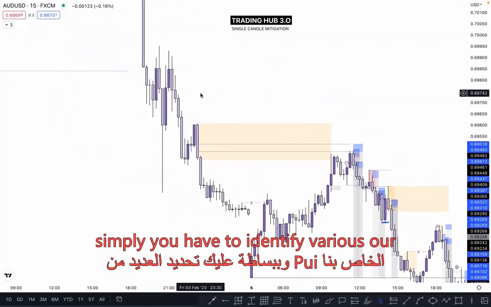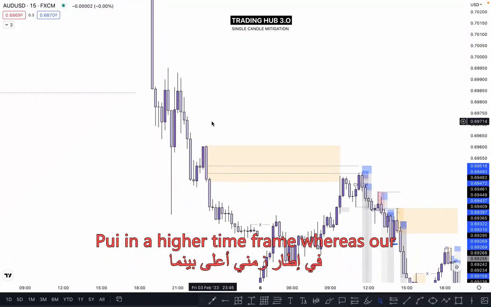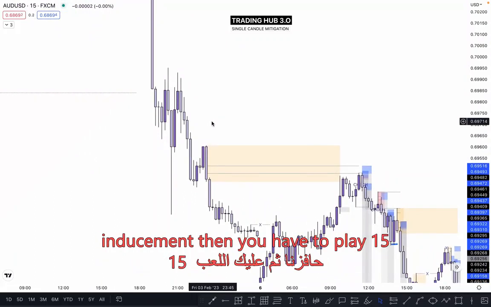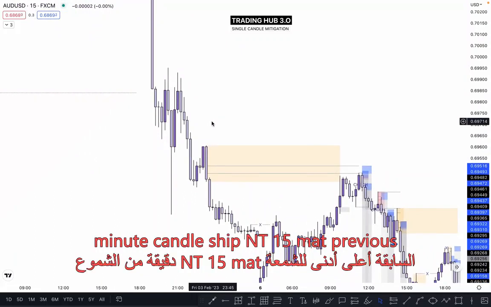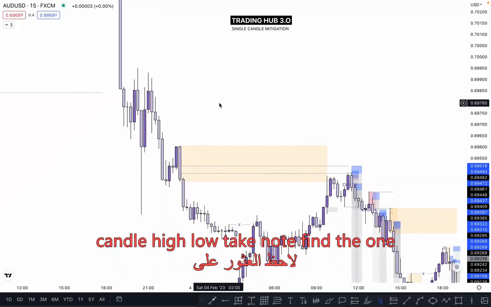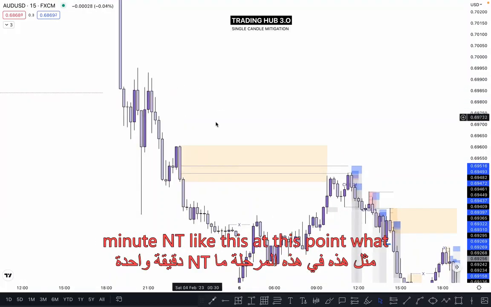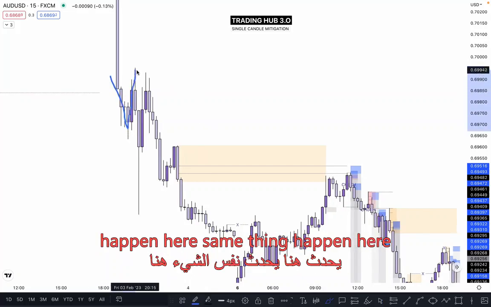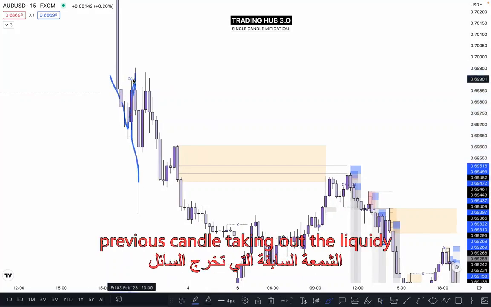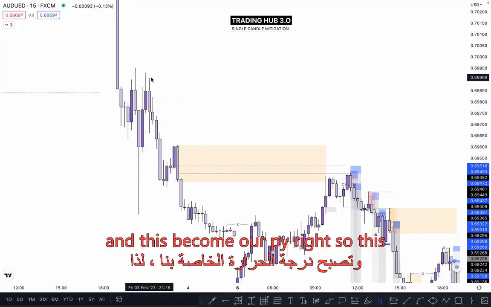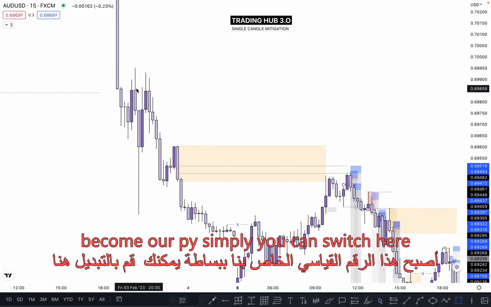Simply, you have to identify where our POI is in a higher time frame, where our inducement is. Then you have to play the 15-minute candle sweep entry: the 15-minute previous candle high or low is taken out, then find the 1-minute entry. Like this. At this point, what happened here? The same thing happened here. The previous candle took out the liquidity, and this becomes our POI, right? So this becomes our POI.